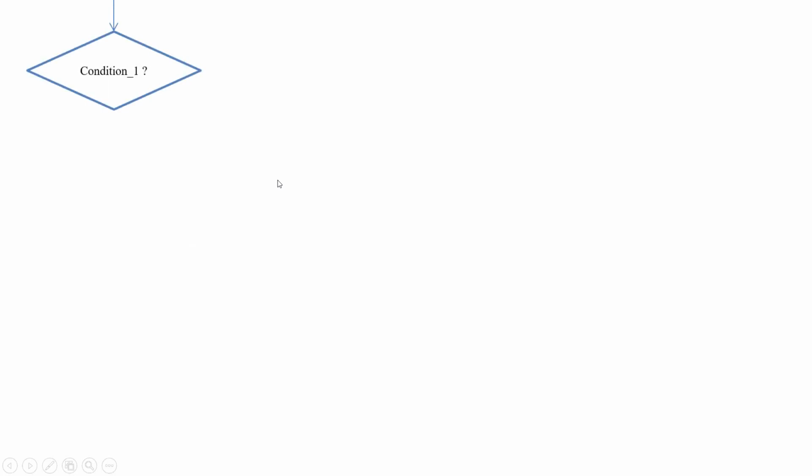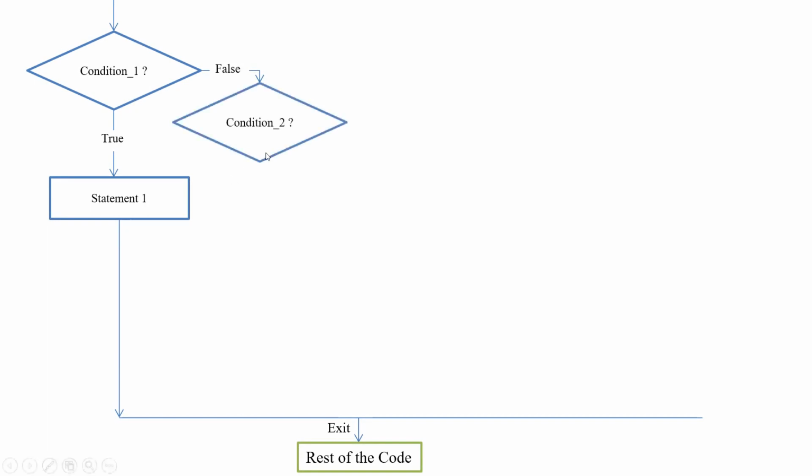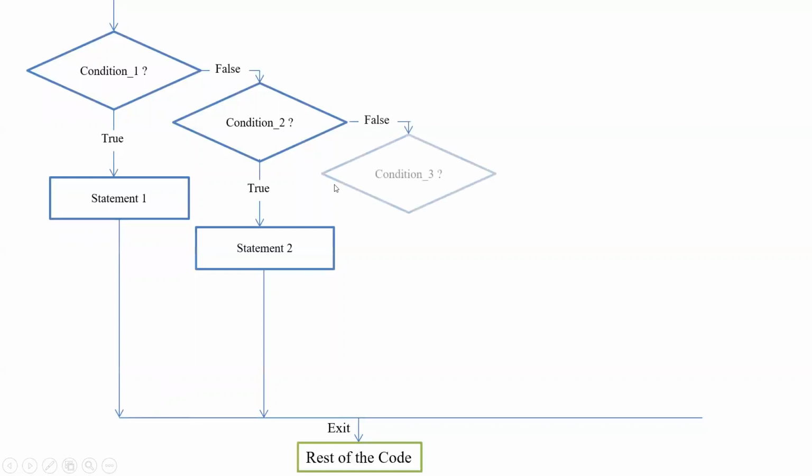So now this is condition 1. If it's true, it will execute statement 1, and then go to the rest of the code. If it is false, it will go to condition number 2. It will execute statement number 2, then go to the exit position and the rest of the code will be executed. If it is false, again one more else if condition. Here, true means execute statement 3, and again come to the exit.